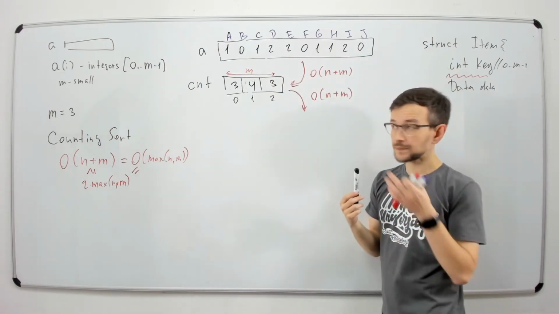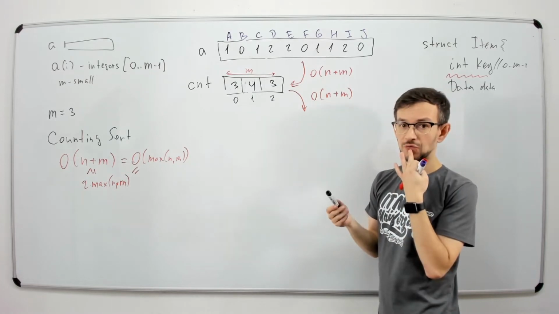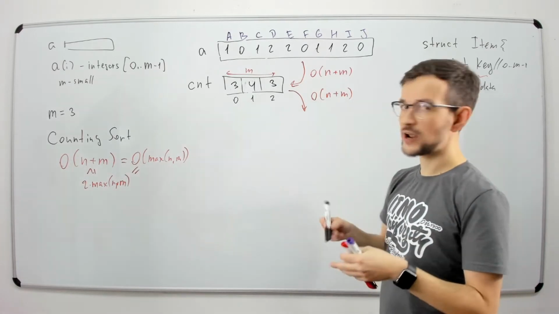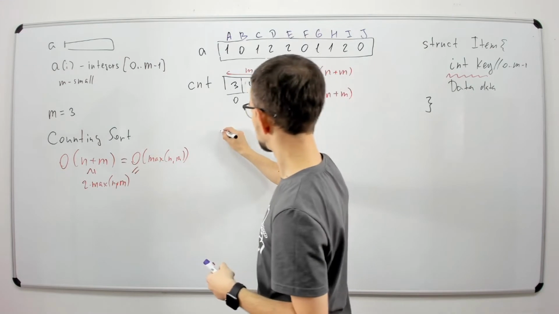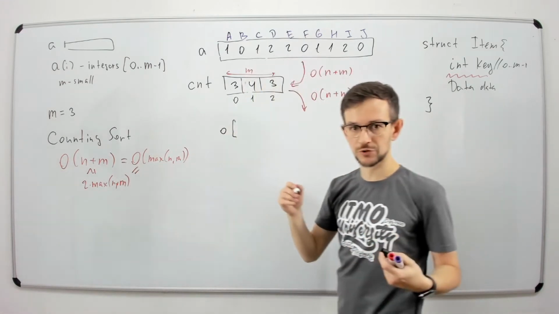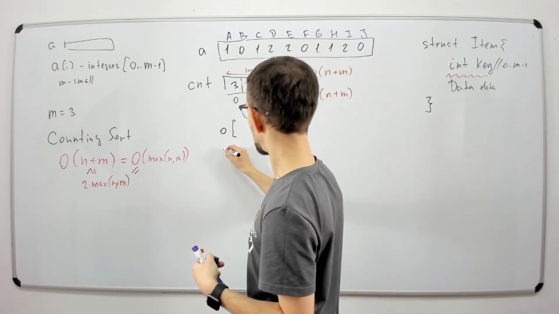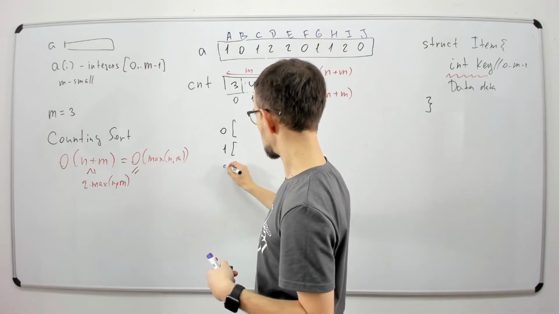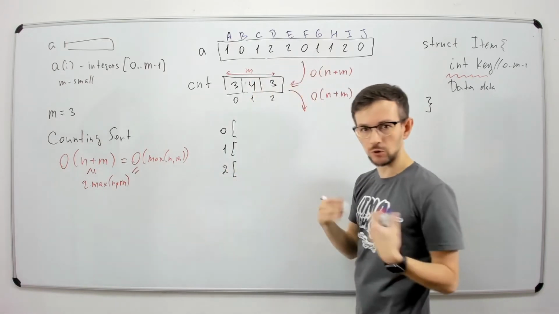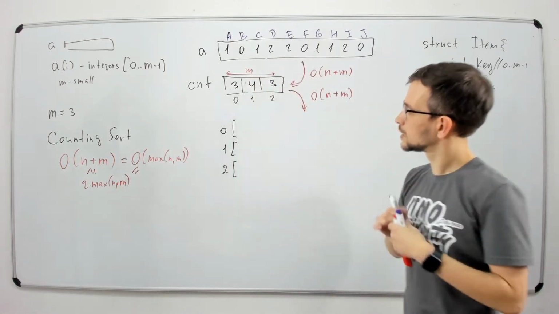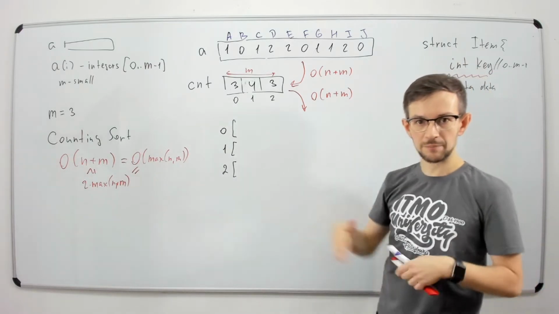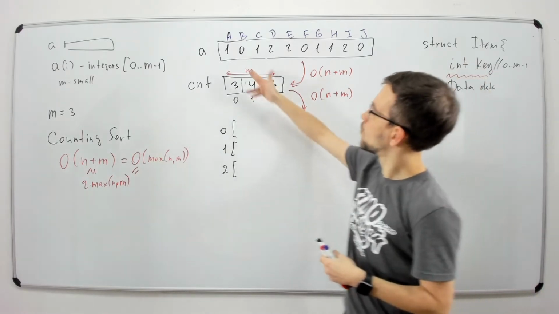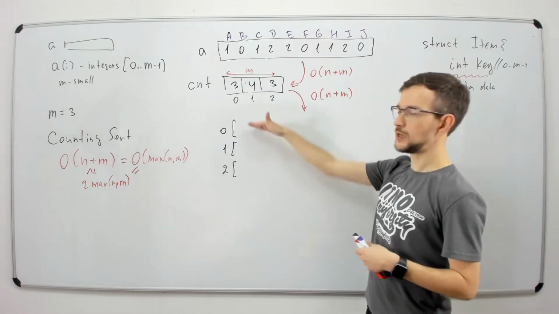What is the idea? So let's create 3 different buckets. So we'll create 3 buckets. A bucket for objects with key equal to 0, a bucket for the objects with key equal to 1, and a bucket of the objects with key equal to 2. So let's create 3 buckets. And now move these objects into these buckets.